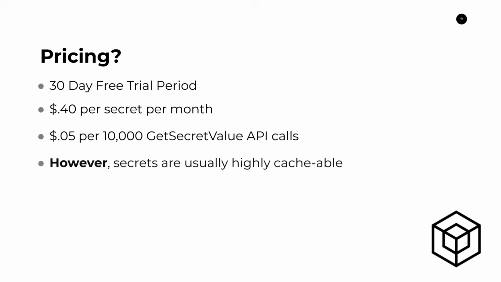In addition, secrets are usually highly cacheable values. Something like a Twitter API key, you can cache that value in memory in your application code, so you don't need to call get secret value a million times in response to whatever your application is doing. All right, so that's the idea with Secrets Manager. Let's head over into the AWS console now. I'll show you how to create a secret and how to access it from a Lambda function.